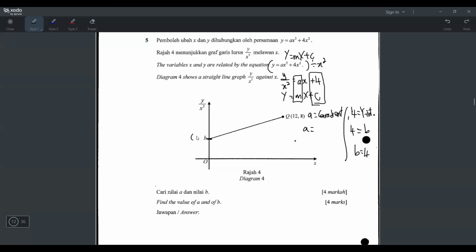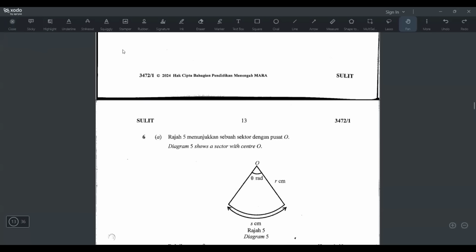Okay, you know this is (0, 4) already. So now you can find the gradient. Y minus y over x minus x. So it becomes 4 minus 8, or 8 minus 4, over 12 minus 0. So your answer will be 1 over 3. So that is your A. So your A, the gradient, is 1 over 3 and B is 4. Okay, done. Let's continue.